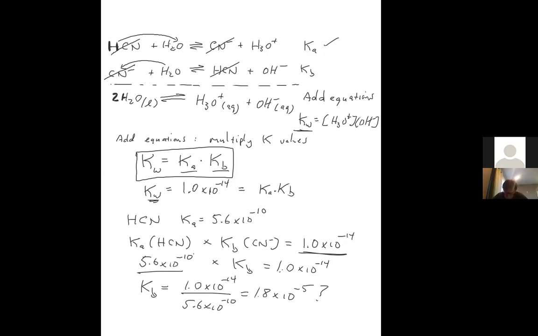Okay, so very interesting result here. Ka for a weak acid times Kb for its conjugate base is equal to Kw, which is 1.0 times 10 to the minus 14. So let's take a look at an ALEKS problem.